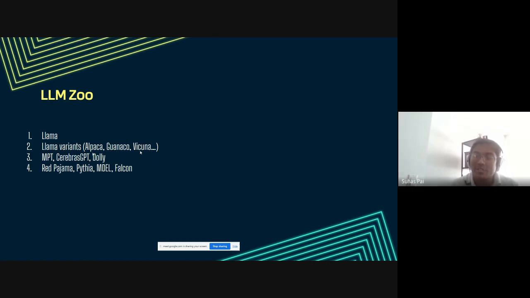Guanaco used parameter efficient fine tuning, LoRA. Instead of doing full fine tuning, they only did it for a small subset. Number 3 is something interesting. These are pre-trained from scratch by companies who, I guess, have a vested interest in people using LLMs a lot more. Either they could be companies in the ops space.